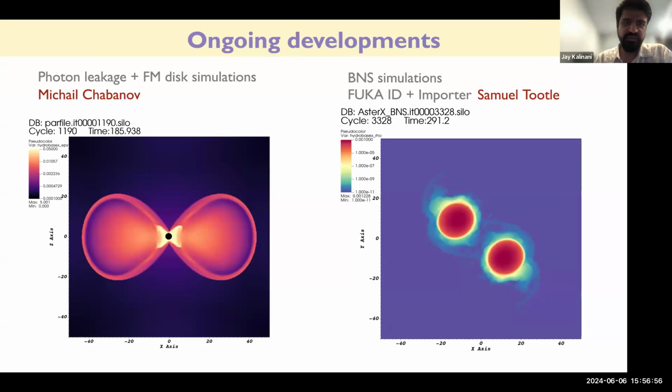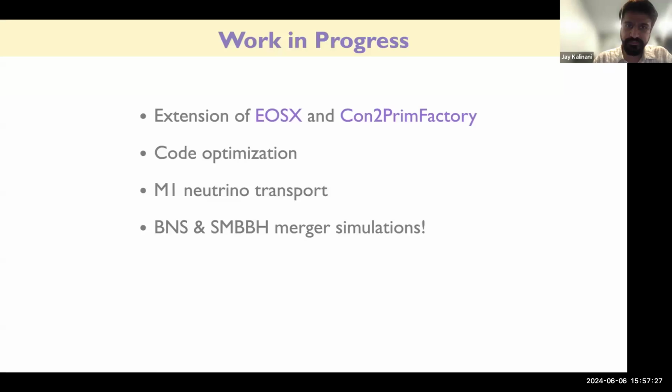For ongoing developments, we have a postdoc at RIT, Mikhail Shabana, who is currently implementing the photon leakage in AsterX and trying to perform some FMDIS simulations that you see here. This is still a work in progress. Meanwhile, I'm trying to perform some DNS simulations as well, using Fuka initial data, as well as the importer provided by Samuel Tudor. This is again something ongoing as well.